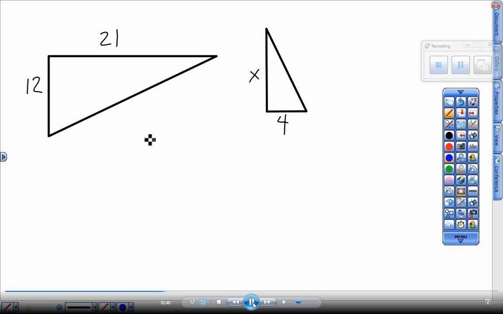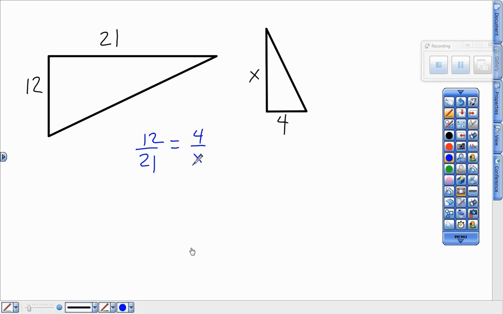And then some possibilities. I'm starting with 12 over 21, so that would be the bottom of the big triangle over the long side, as long as I do the same ratio for the other. The bottom of the triangle over the long side, the bottom of the triangle over the long side. So 12 over 21 would be the same as this 4 over x. The bottom of the big triangle over the side of the big triangle equals the bottom of the little triangle over the side of the little triangle. Keep those balanced and you'll get these right.